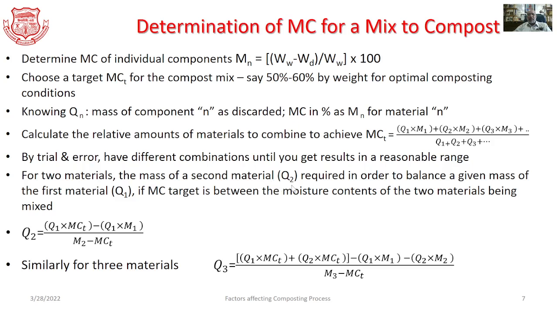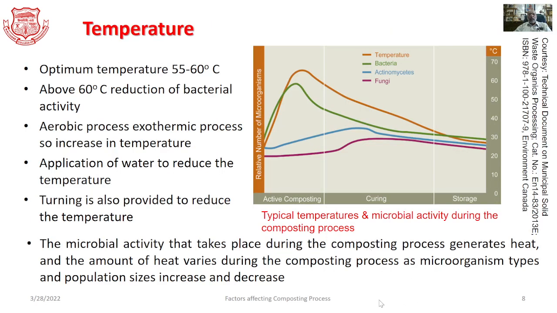If we deal with two materials, with, say, mass of the second material Q2 required in order to balance the given mass of the first known material Q1, if the moisture content target is between the moisture contents of the two materials which are being mixed, the requisite quantity Q2 can be worked out by making use of this expression. Similarly, for three materials, the expression can be extended as given here. Next important parameter is temperature.